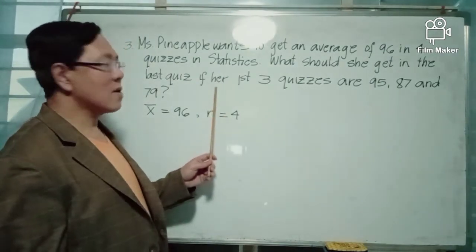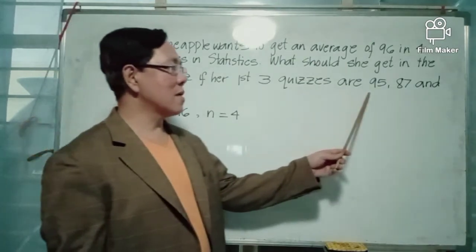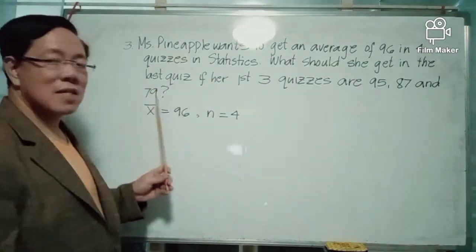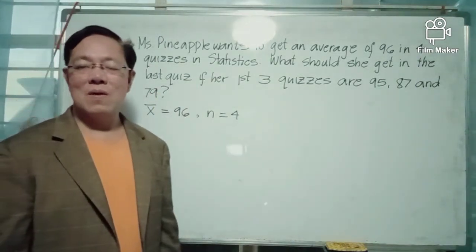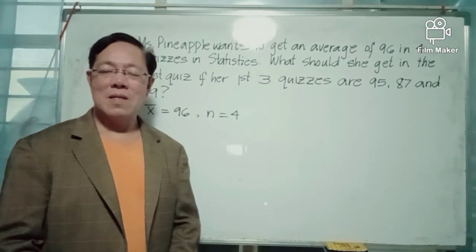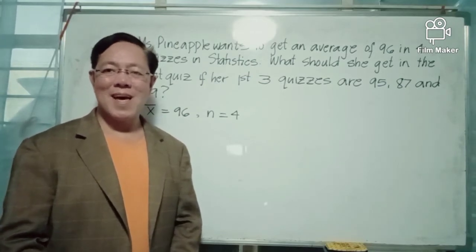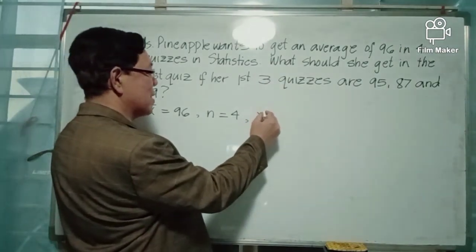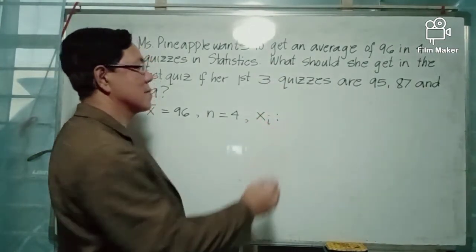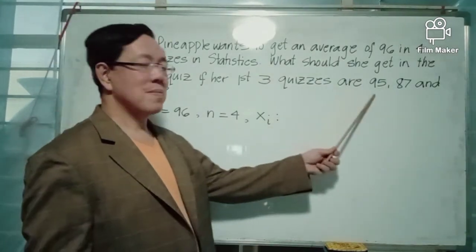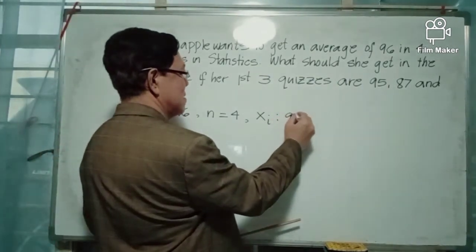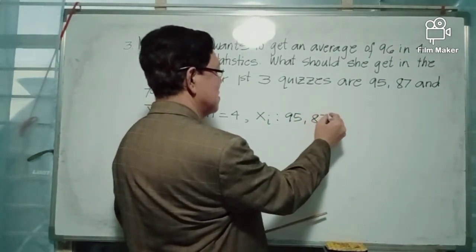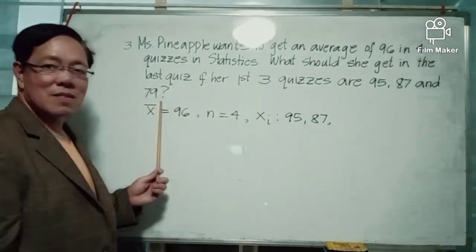And we are given that her first 3 quizzes are 95, 87, and 79. Those are the values given. In the formula, they are denoted by x sub i. We write the values given are 95, 87, and 79.